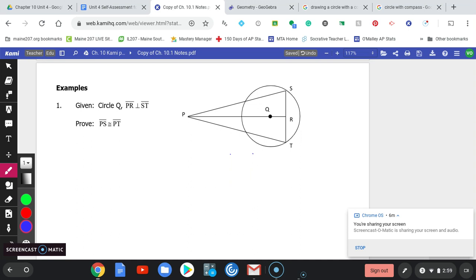So I'm going to do one of these proofs in here. Okay. The first one tells us that we're given circle Q, and that QR is perpendicular to ST.